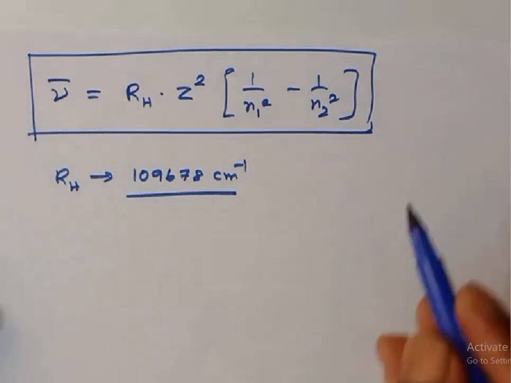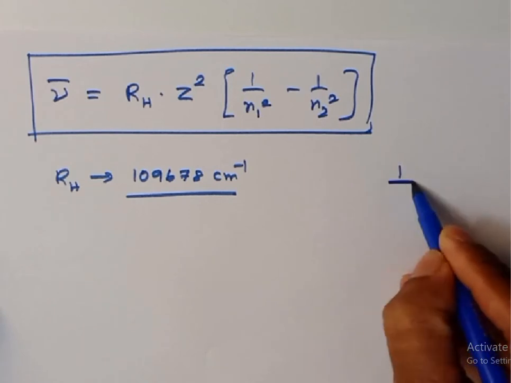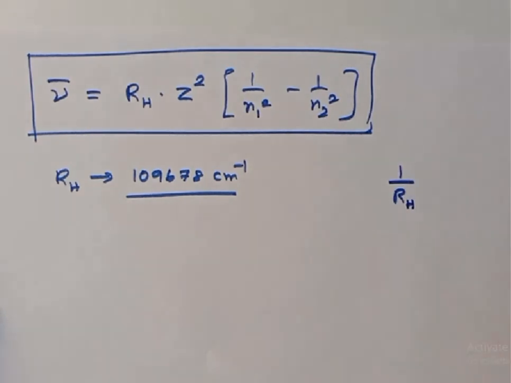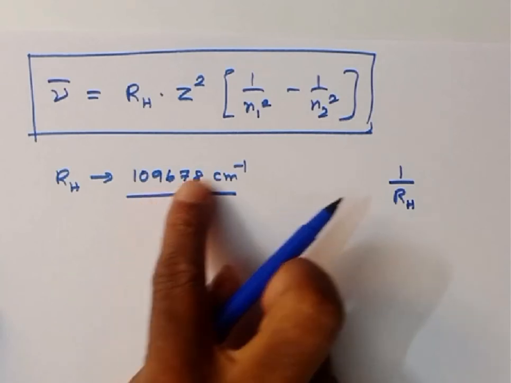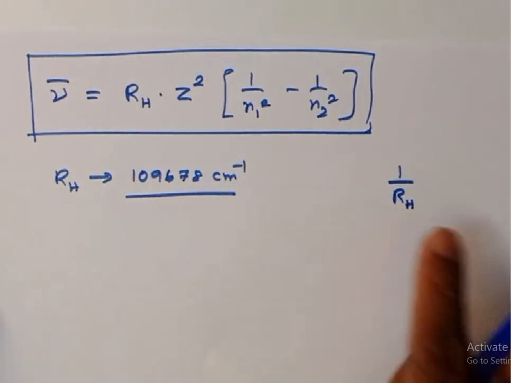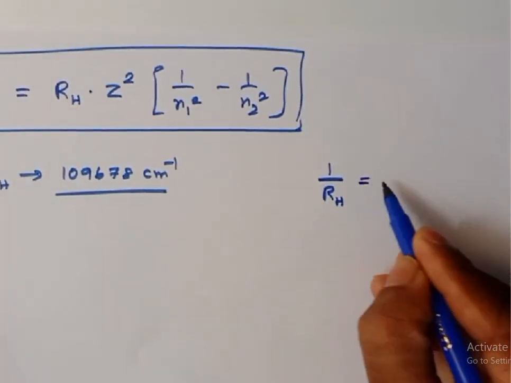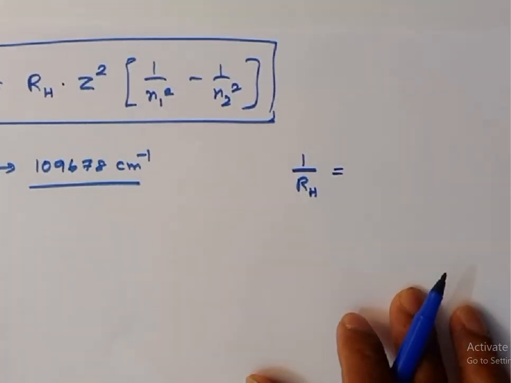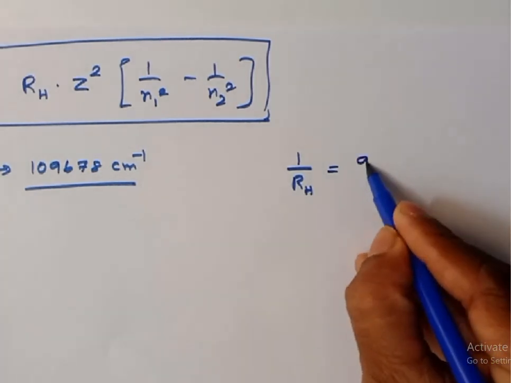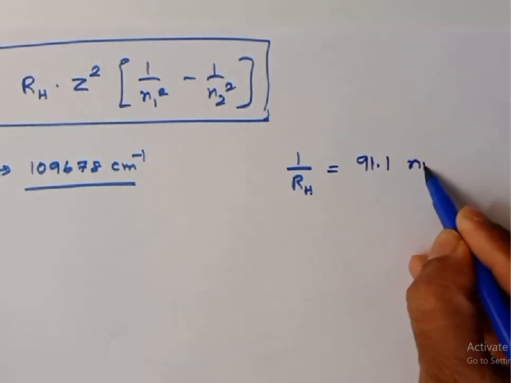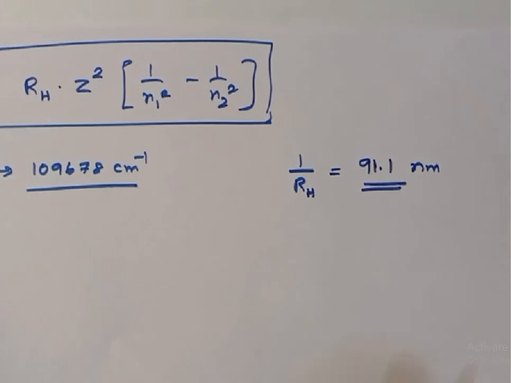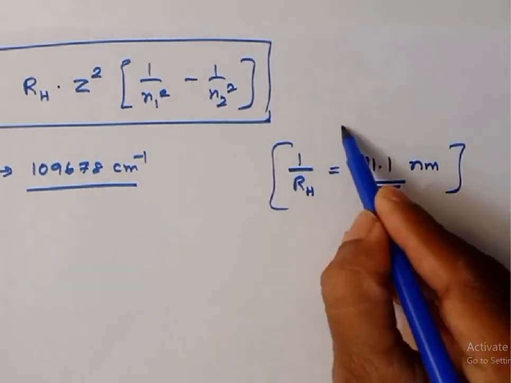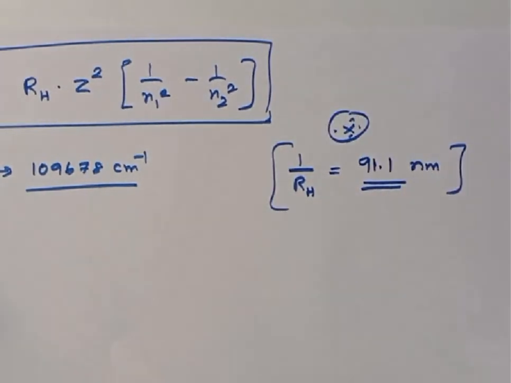And you know very well the value 1 by RH. Students, observe carefully: 1 by RH, that is 1 divided by the Rydberg constant. You will get the answer in centimeter, and if you convert that into nanometer, you will get 91.1 nanometer roughly. This is very important, remember this value. 1 by Rydberg constant is roughly 91.1 nanometers.